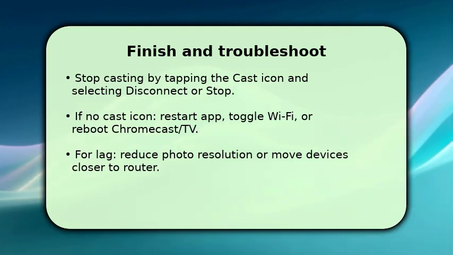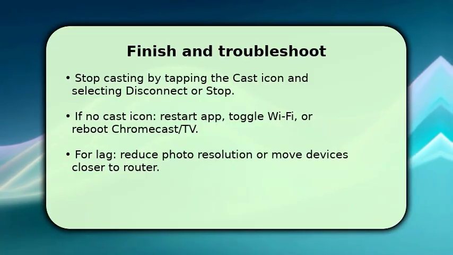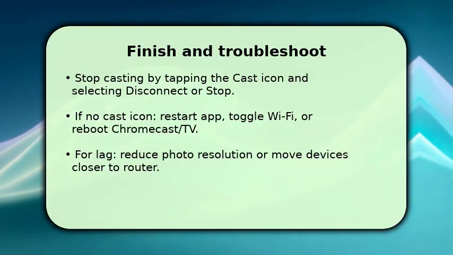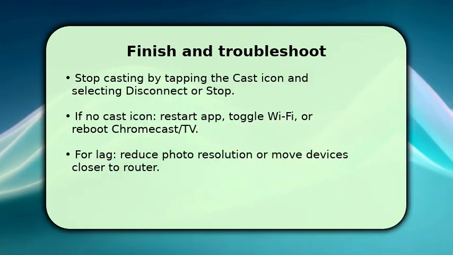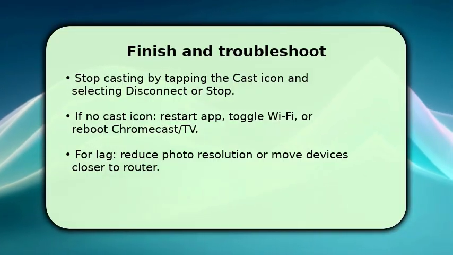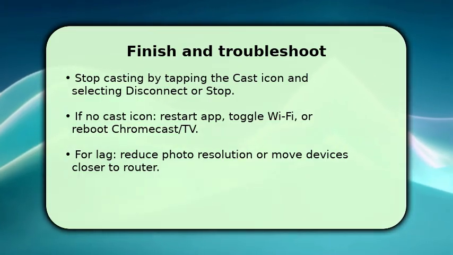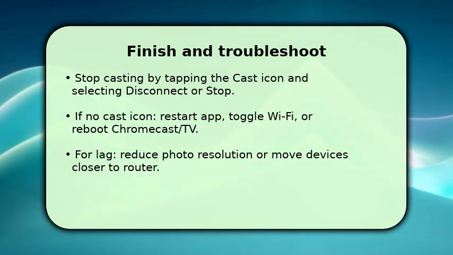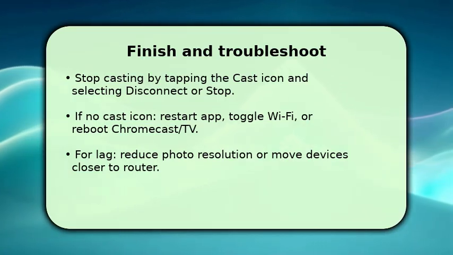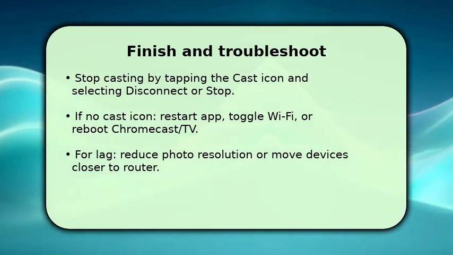If the cast icon never appears or the TV doesn't show images, restart the Google Photos app, toggle Wi-Fi on your phone, or reboot the Chromecast or TV. This resolves most discovery problems. For choppy playback, reduce image size or move devices closer to the router. If all else fails, update the Google Photos app and your TV.